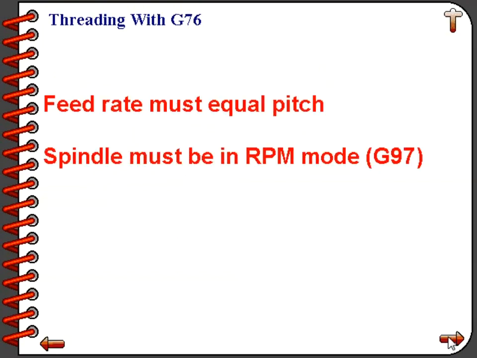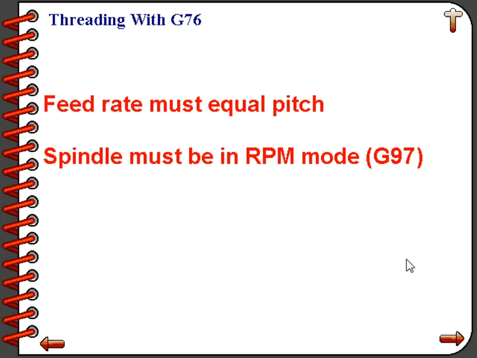And just as a reminder, the feed rate must equal the pitch. You cannot change the feed rate of a threading cycle. Whatever the pitch is what is going to dictate to you what the feed rate will be. Also, the spindle must be programmed in RPM mode, G97.